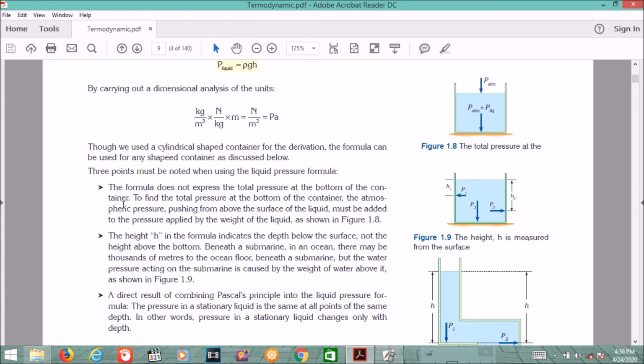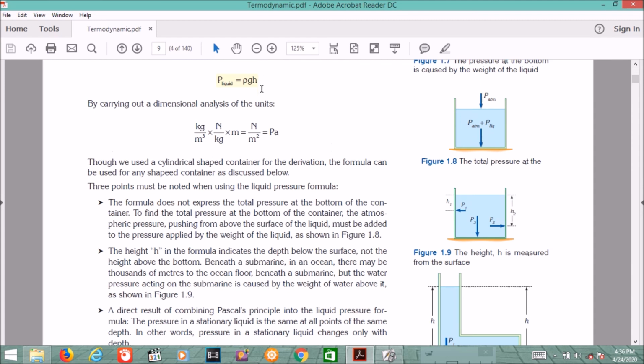The first one: the pressure here, rho g h, is not the total pressure. This is only the pressure from the liquid. If you want to find the total pressure at the bottom of the container, you have to add P atm, the pressure from the atmosphere, because this is an open container, plus the pressure of the liquid. At the bottom, above it are the liquid itself and the atmosphere, so the pressure from both of them: P atm plus P liquid.